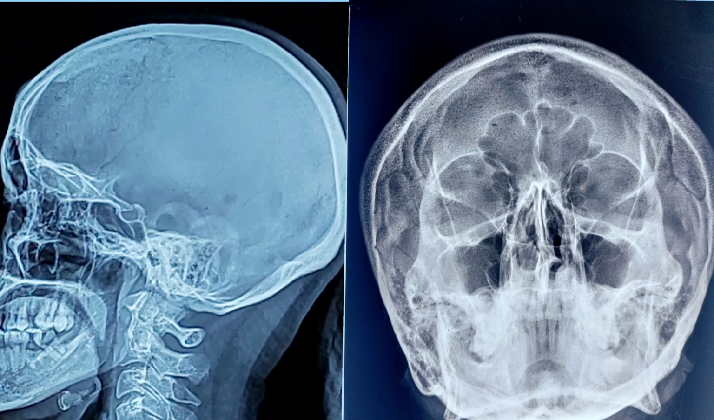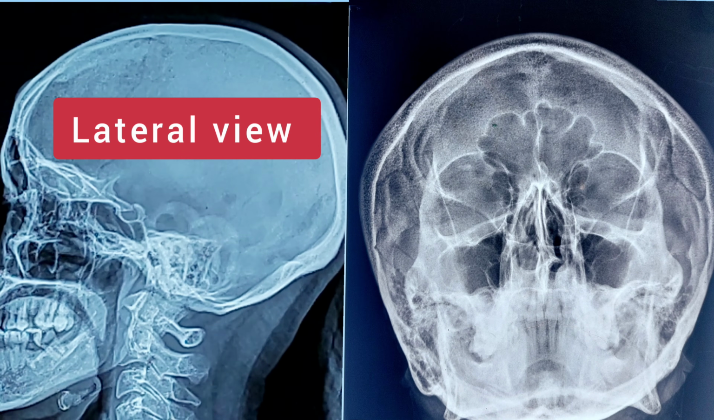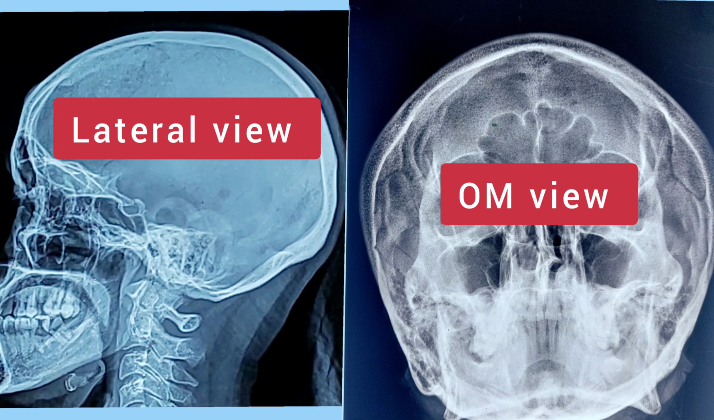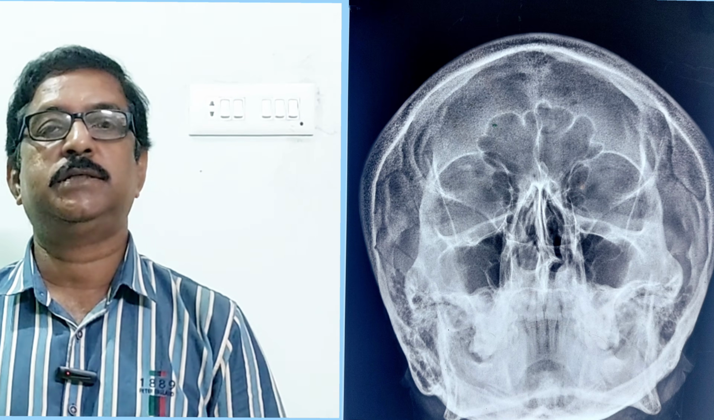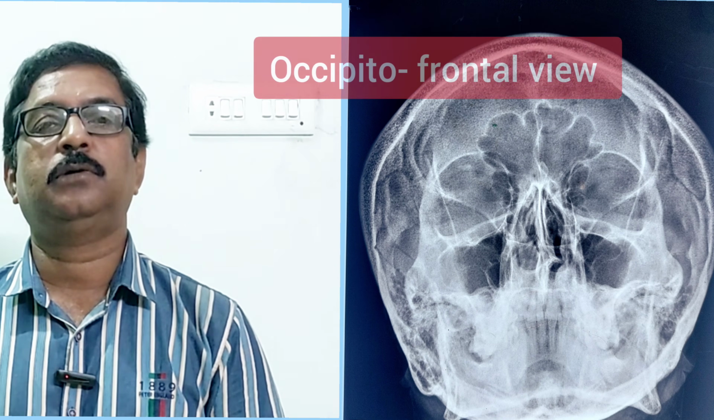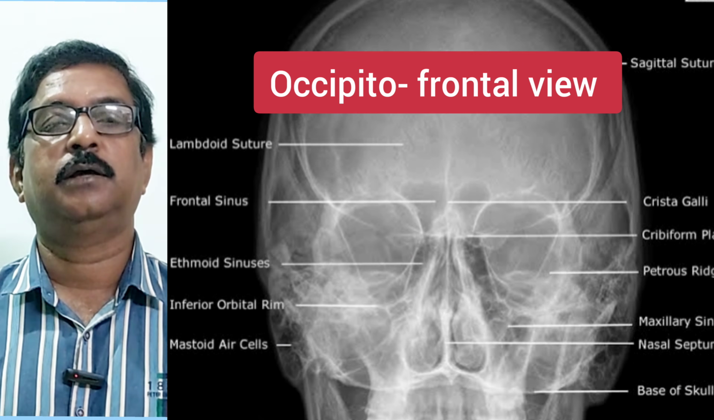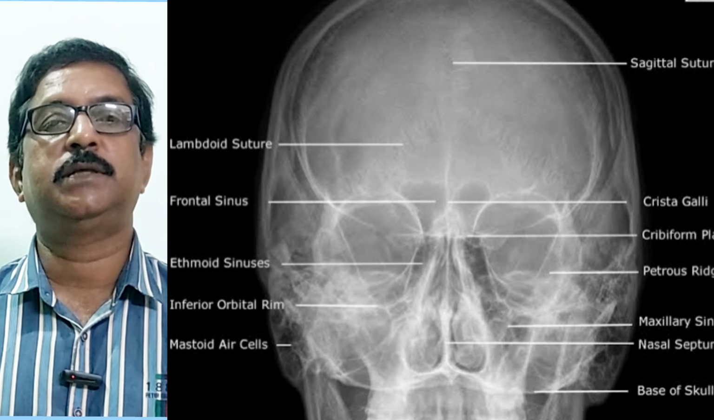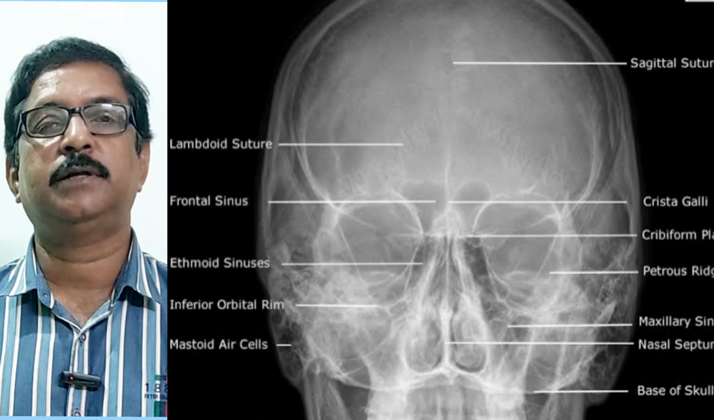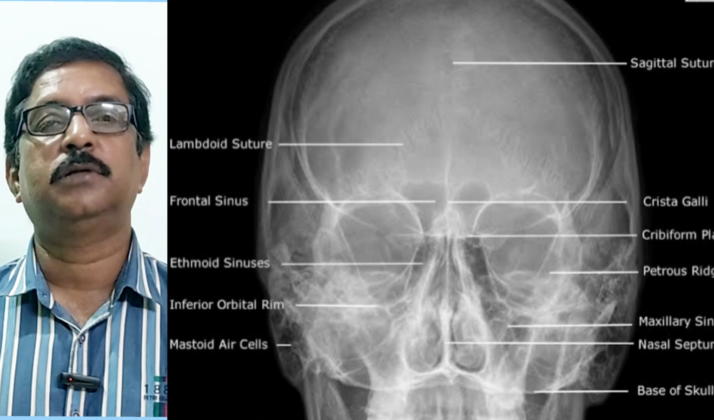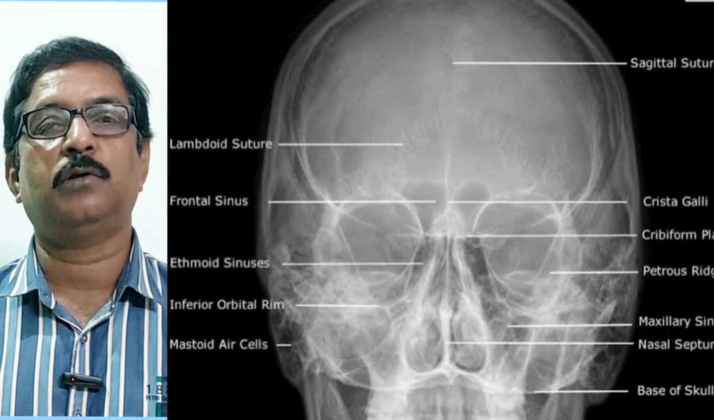And besides these two views, the lateral view and the OM view or occipitomental view, another view is there called the posteroanterior view or occipitofrontal view. So I will show you that one also. This X-ray is the occipitofrontal view or posteroanterior view of a plain X-ray of the skull, and in this view we can see the structures which are bilateral in position in a very clear way, but in the lateral view we see these structures superimposed one on the other.